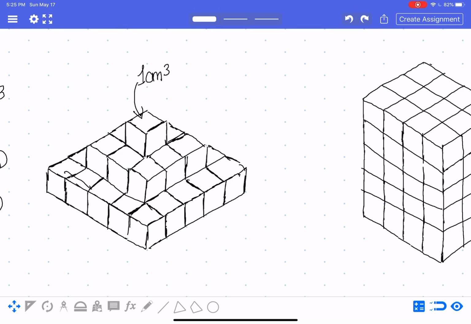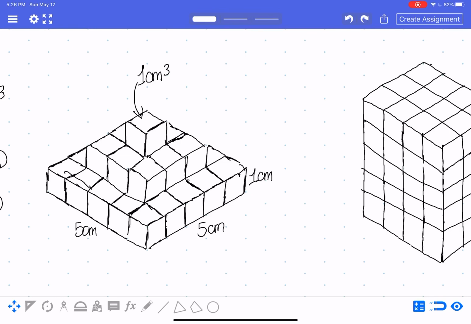So let's look at our numbers. The bottom one has a length of 5 centimeters, right? So it's 5 centimeters from here to here. There are 5 cubes, so there's 5 centimeters. It has a width of 5 centimeters, and then it has a height of 1 centimeter. And that's just the bottom part.